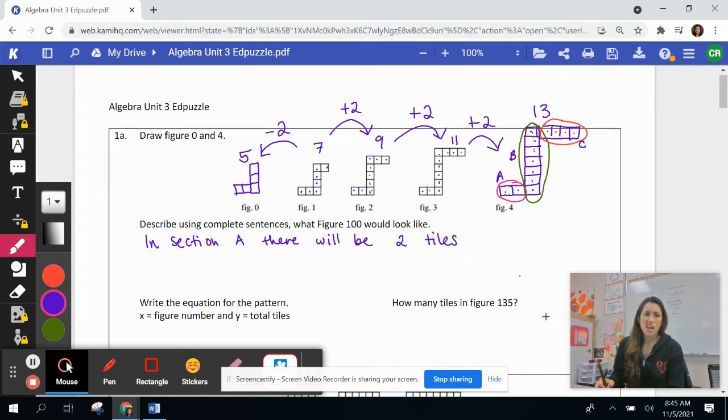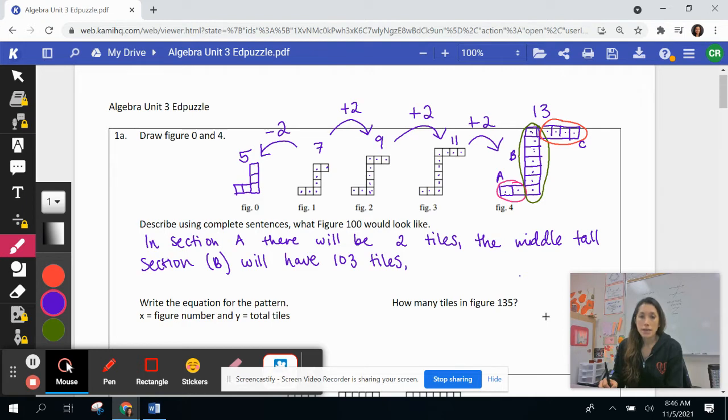Or you could say section A, the part on the left. In the middle section, the middle tall section, and we'll put our B in parentheses, will have, and if it's a figure 100, it has 3 more than that, so 103 tiles.